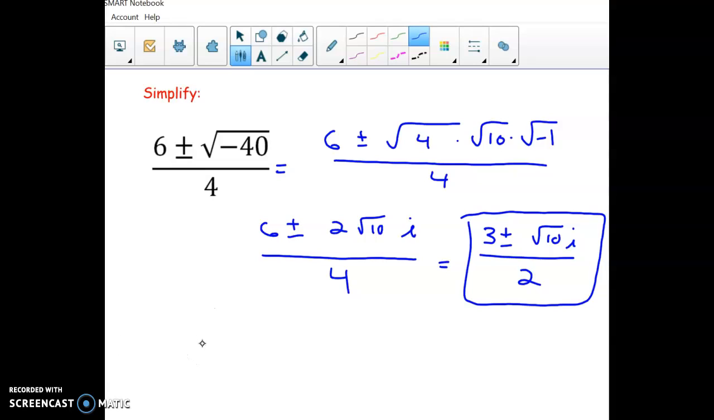All right, that's your review of imaginary numbers in simplest radical form. Remember, imaginary number is just the square root of a negative number, and specifically i stands for the square root of negative 1. That is all.